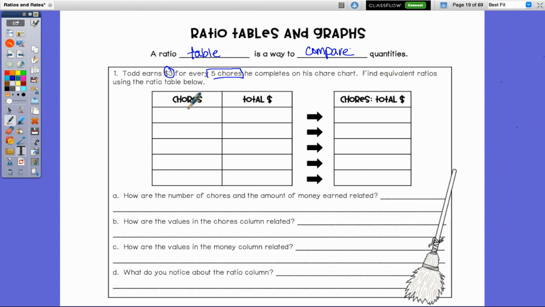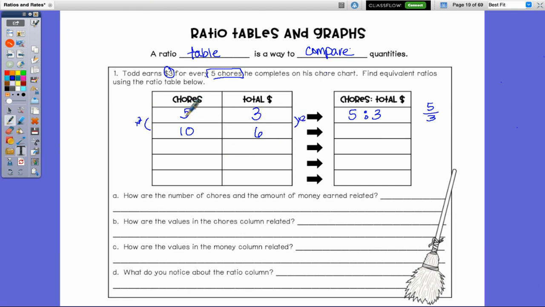So if he completes 5 chores, he earns $3. Okay? And that ratio is 5 to 3, or as a fraction, 5 to 3. So the next time he'd get money is if he completes 10 chores, right? And if he completes 10 chores, he's going to make $6. And you'll notice right here, I multiplied by 2. Right here, I multiplied by 2.